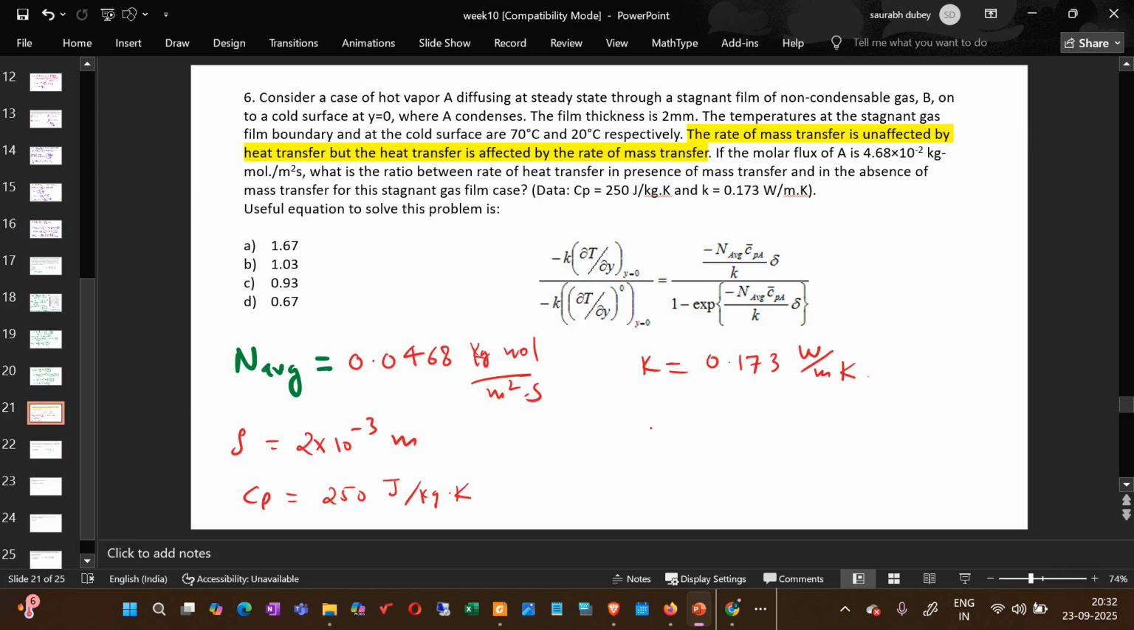Okay, now the main thing comes up. So now N average Cpa divided by K delta. It is equal to what? 0.0468 into 250 into 0.002 divided by 0.173. This would give you 0.1353, right?